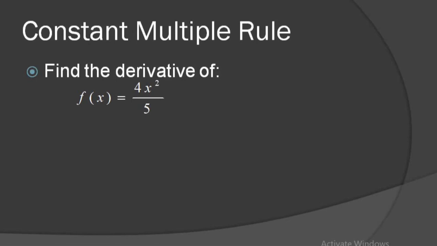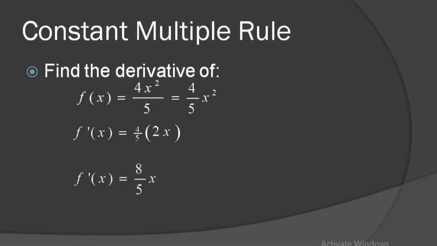The next example is to find the derivative of f of x is equal to 4x square upon 5. Now rewrite the equation, then we get 4 by 5 into x square. Here 4 by 5 is a constant. Now we find the derivative of f of x with respect to x, f dash x, is equal to 4 by 5 as the constant term, and the derivative of x square is 2x. Now we simplify our answer, then we get f dash x is equal to 8 upon 5 into x.